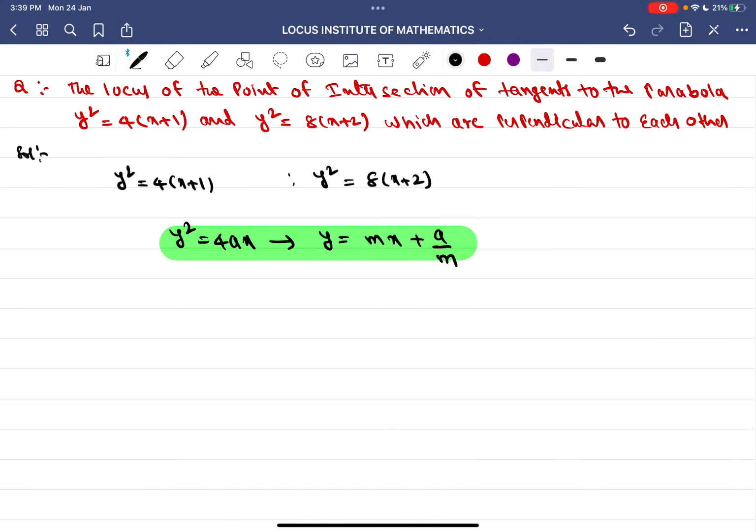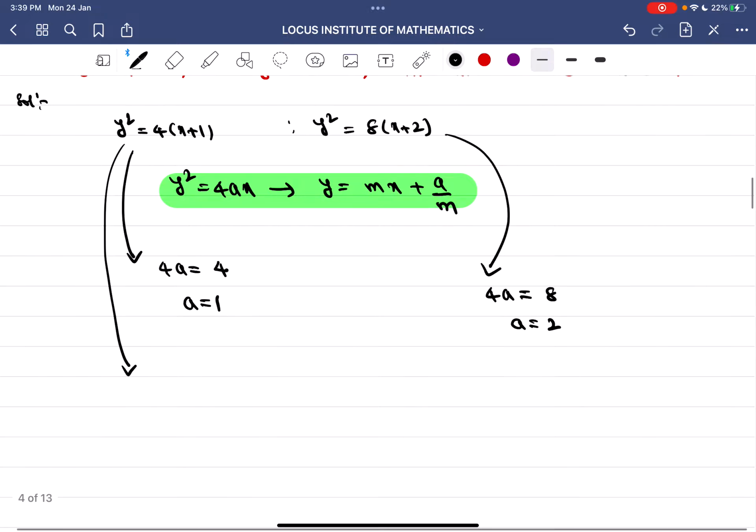Now if you compare these parabolas with y² = 4ax, then 4a = 4, that is a = 1. Now if you compare the other parabola with y² = 4ax, then 4a = 8, a = 2. Now the equation of the tangent to the parabola y² = 4(x + 1) is y = m(x + 1) + a/m. A is 1 here, a/m.